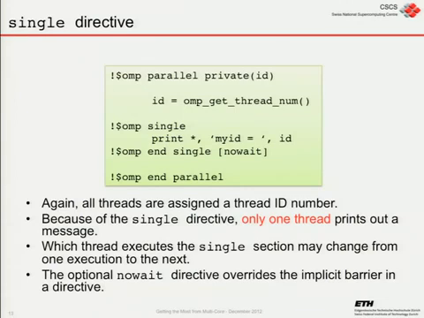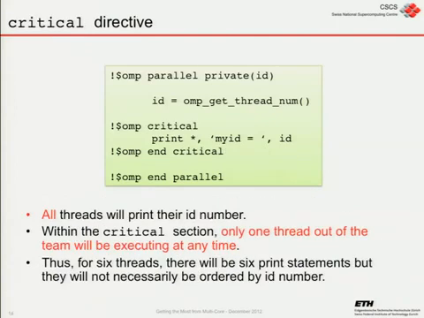Now with single, if you don't put a nowait in, then you will have a barrier actually even at single itself. So single, typically you would want a nowait in there.